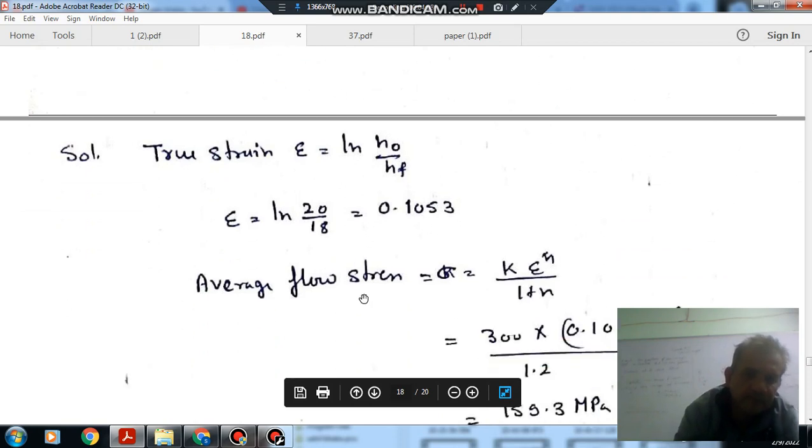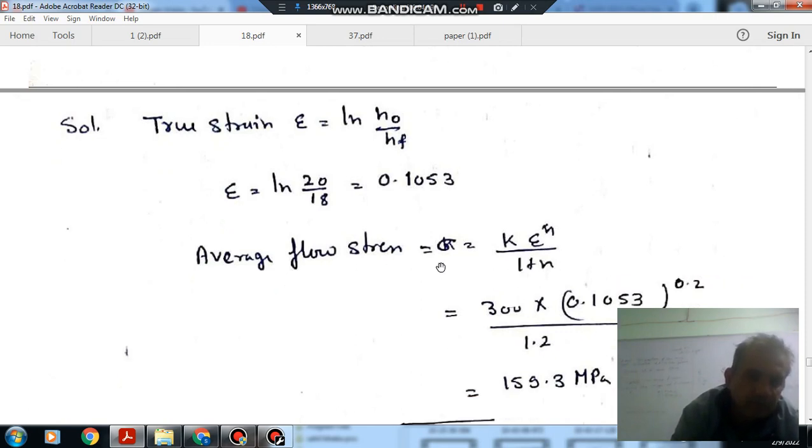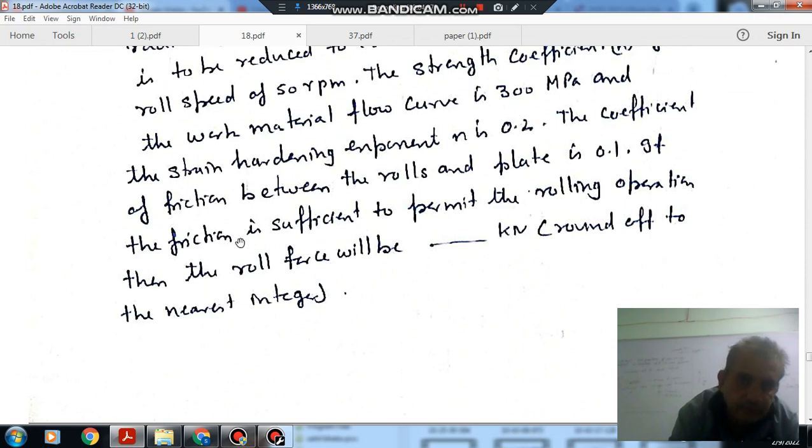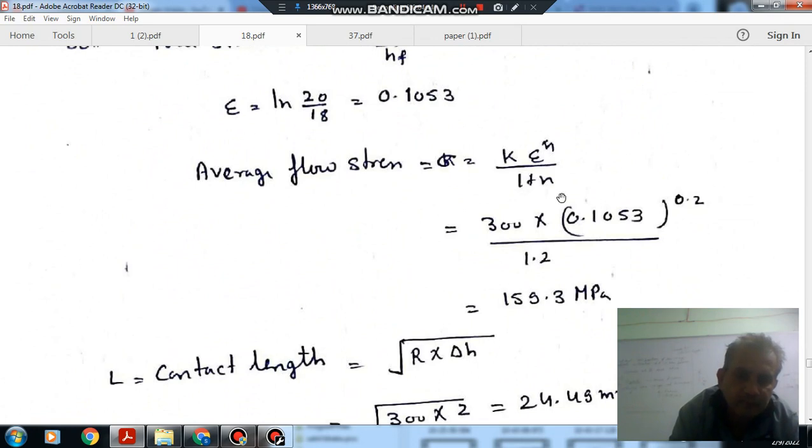so the true strain is 0.1052, and the average flow stress is given as K times true strain to the power n divided by 1 plus n. This is the way to find the average flow stress in case of plastic deformation. As rolling is also a case of plastic deformation, it can be found by this, where K is the strength coefficient and this is the true strain. So the average flow stress is 159.3.